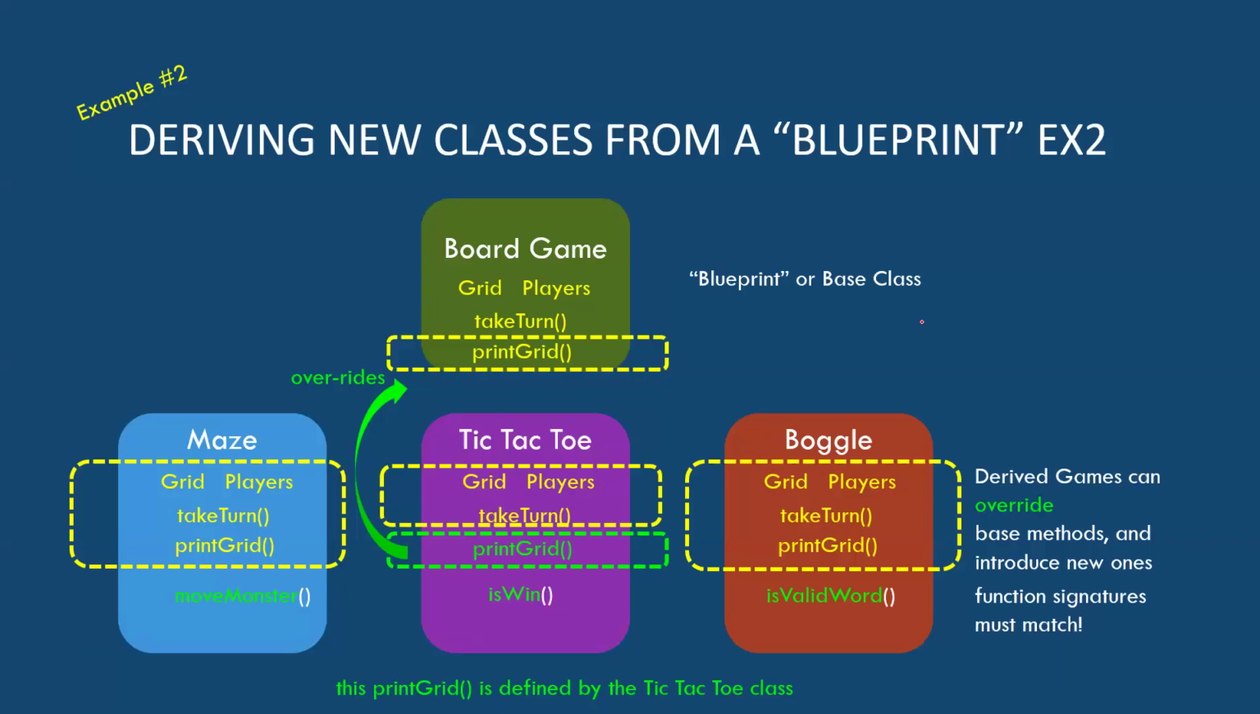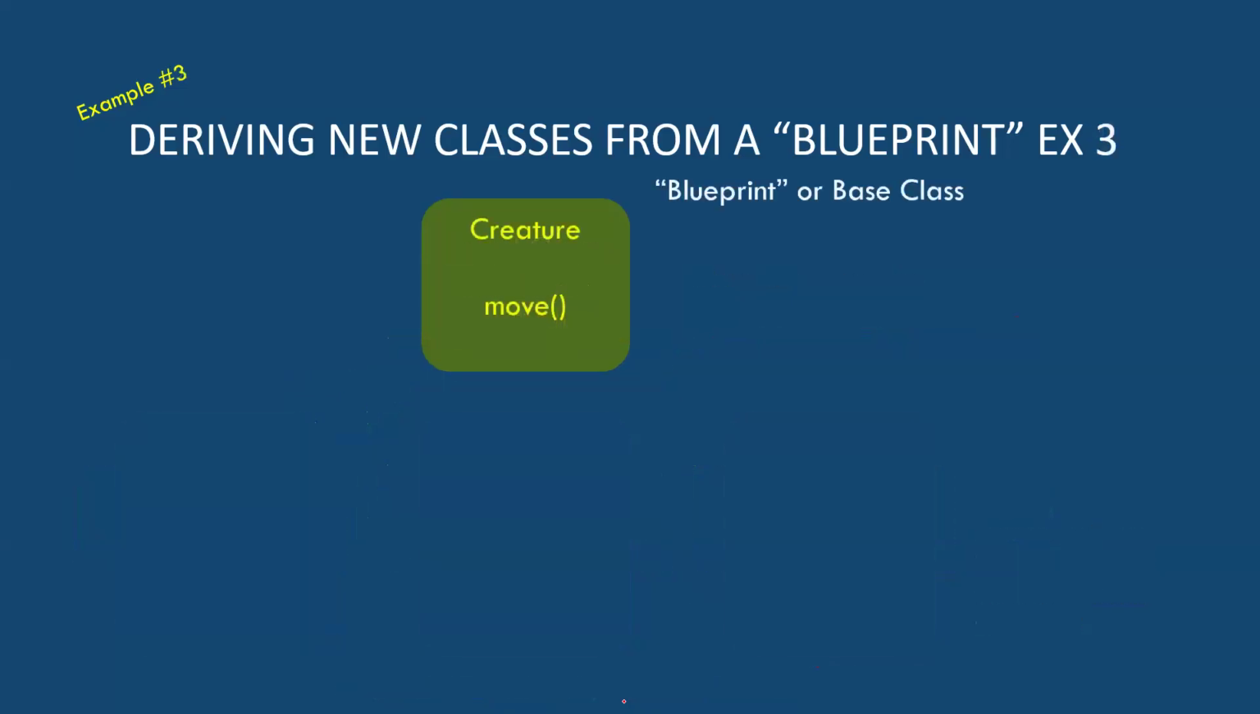But the key distinction here is that the exact same return value and argument type of our print grid must match the overriding call, okay? And we'll see why that's so important down the road, okay? So that is a very, very powerful thing, okay?